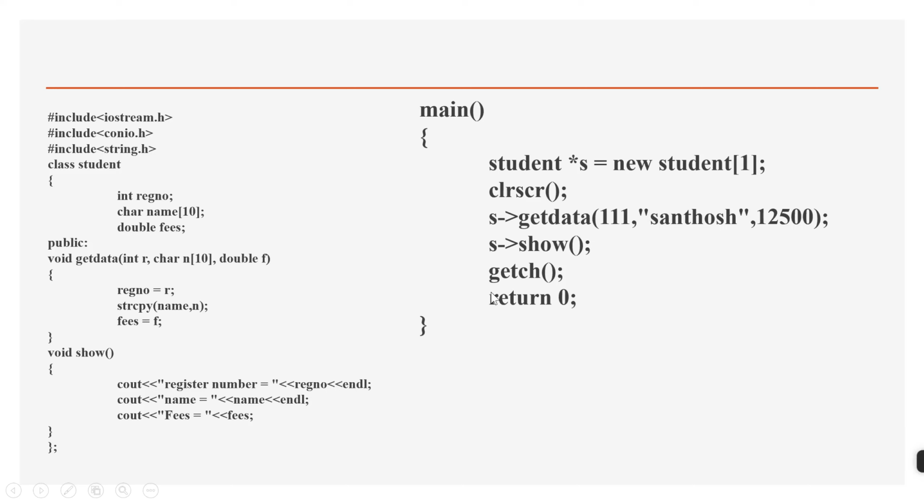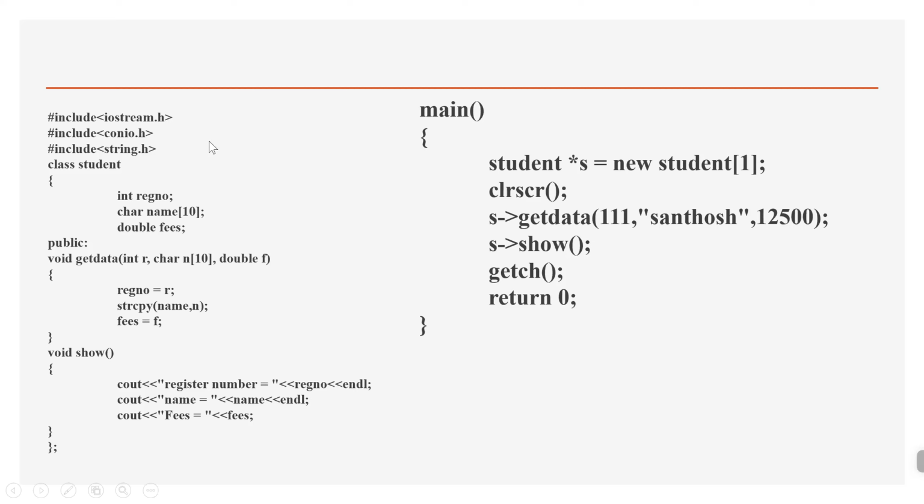Now, I'll go straight to the example wherein I am using a pointer which is pointing to a class or an object, wherein I will pass some data and show some data. Here there is no variable or object which is holding the data. Instead, you have a pointer which is pointing to an object with the data.